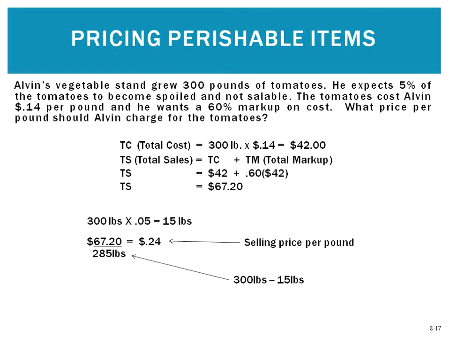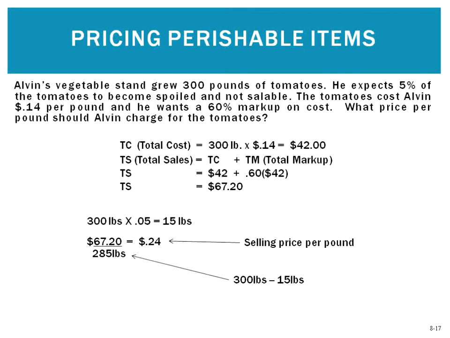Now we're going to go to the perishables that I talked about. Okay, so Alvin's vegetable stand grew 300 pounds of tomatoes. 300 pounds that he wants to sell. But he knows that 5% of the tomatoes are going to become spoiled and they're not going to be saleable. So the tomatoes cost Alvin 14 cents per pound and he wants a 60% markup. What is the price per pound that he should charge?